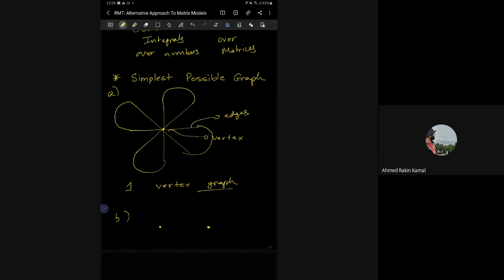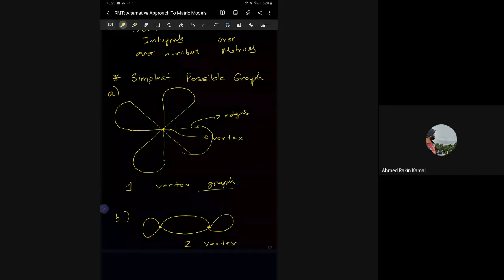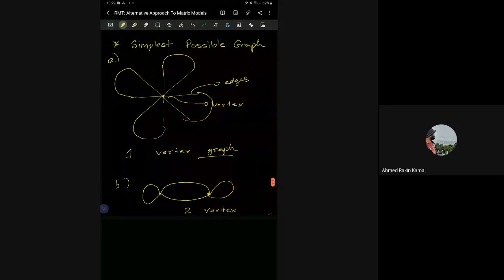We can have a graph like this. It's just two vertices joined. Can someone say how many edges there are for each vertex? Can any of you say how many edges we have here?